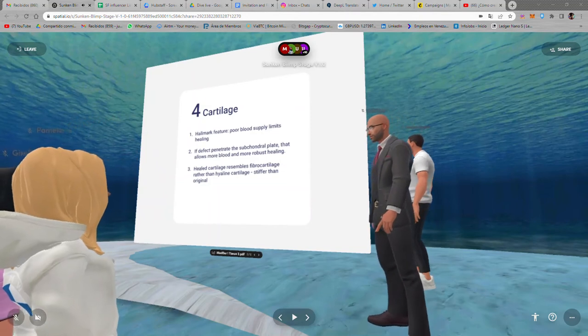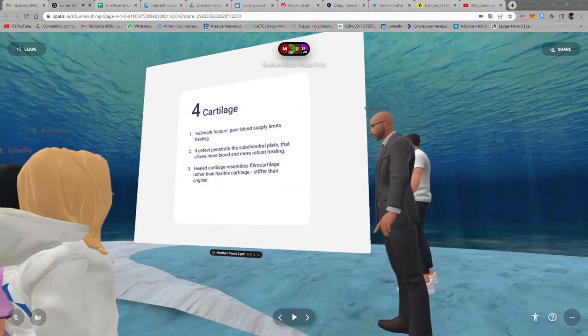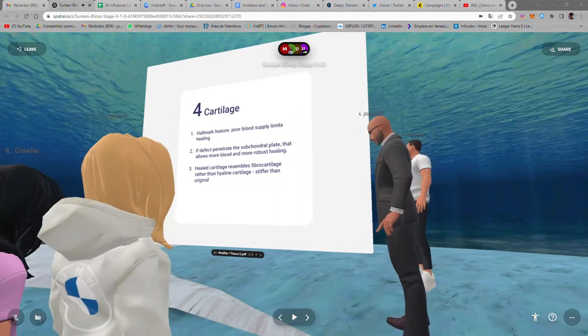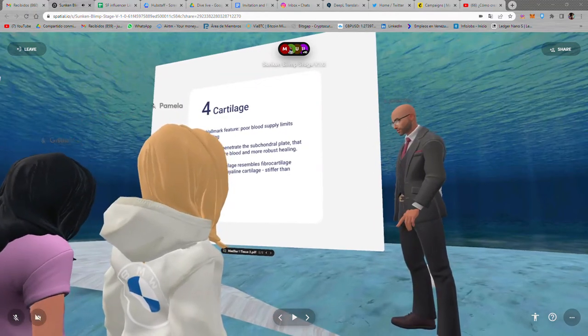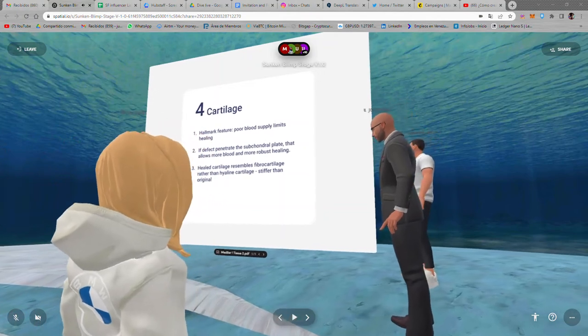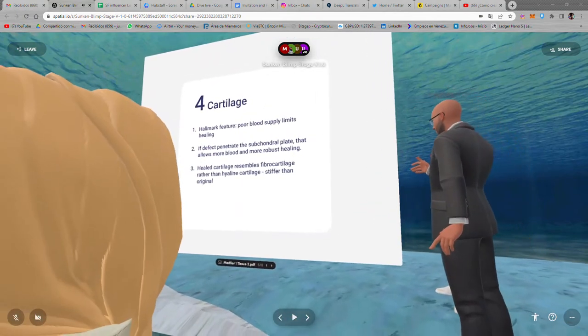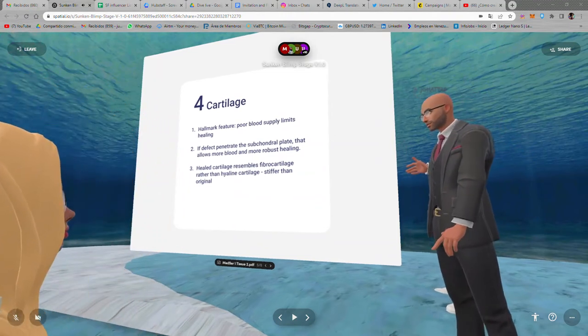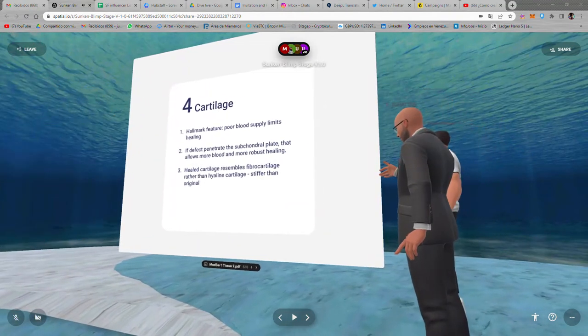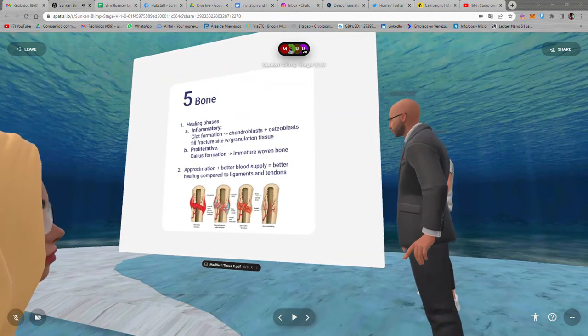However, if the injury to the cartilage penetrates the subchondral plate, that'll allow more blood to come in and for more robust healing. So histologically speaking, healed cartilage resembles fibrocartilage rather than hyaline cartilage, so the final product of healed cartilage is much stiffer than the original cartilage before it was injured.